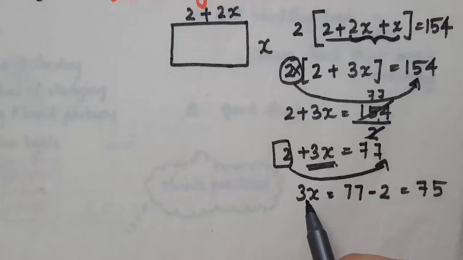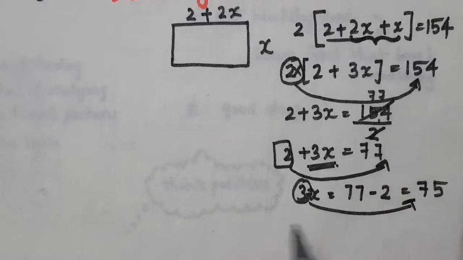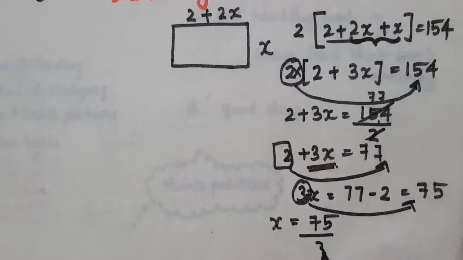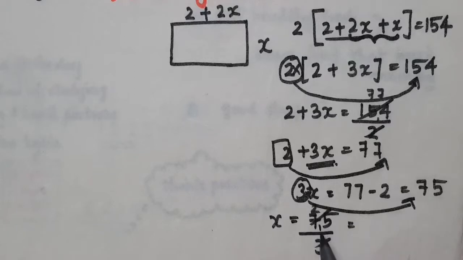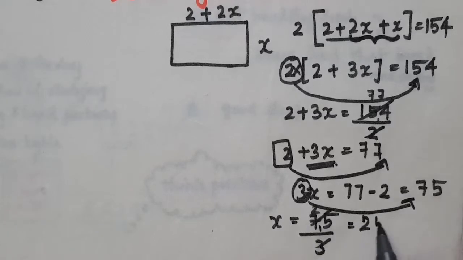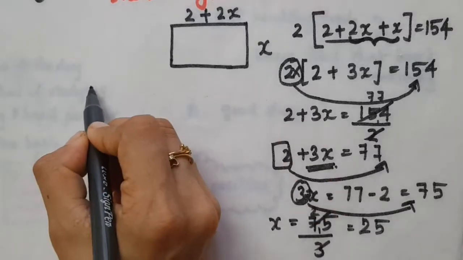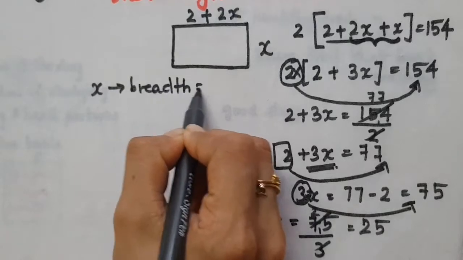Now the last step: we have 3 times x. So 3 times x, taking it to the other side as dividing, x is equal to 75 divided by 3. That is equal to 25. Okay, we know x, that is breadth, is equal to 25.